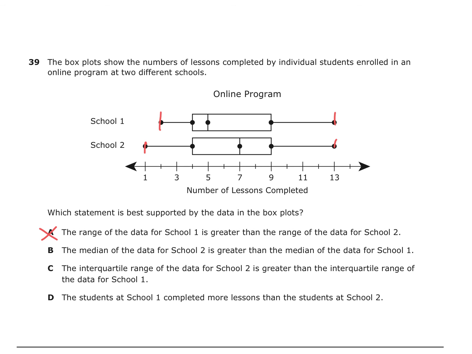Answer B says that the median of school 2 is greater than the median for school 1. Where is the median? Right here, the median for school 2 is 7. So I'm going to write a 7 for this median. And where's the median for school 1? Right here. And the median for that one is 5. So they're saying the median of school 2 is greater than the median for school 1. Is 7 greater than 5? Yes, that is true. So that's a true statement, and that is the correct answer.